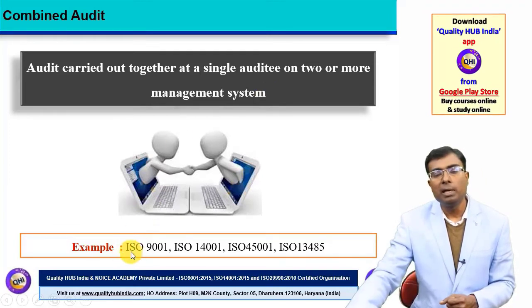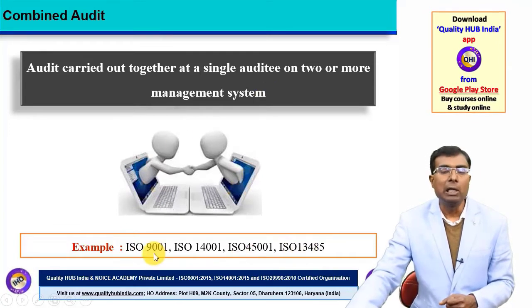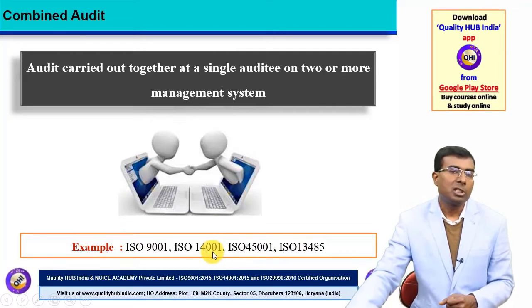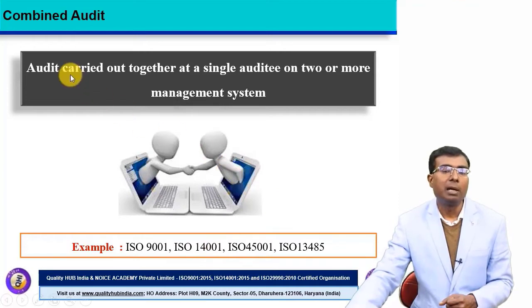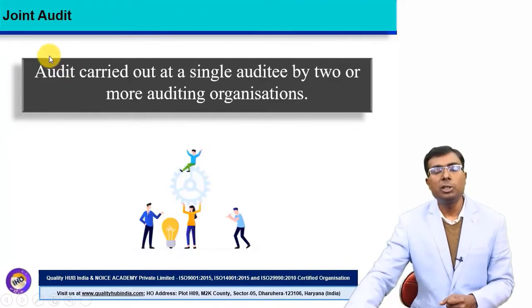And the systems could be different kinds of systems. So any two or more systems, if taken together, connected together by multiple auditors, that would be a combined audit. The next term is joint audit.